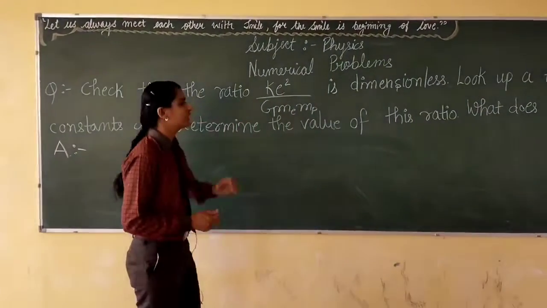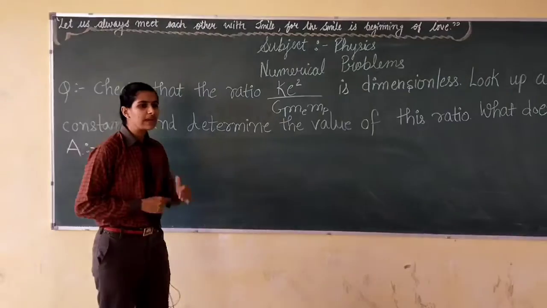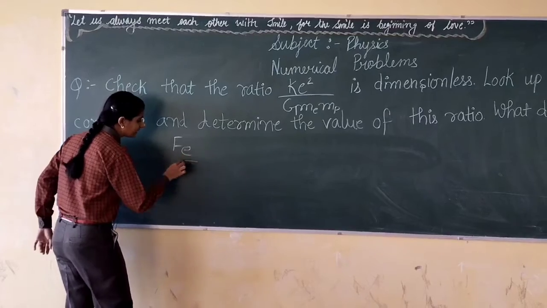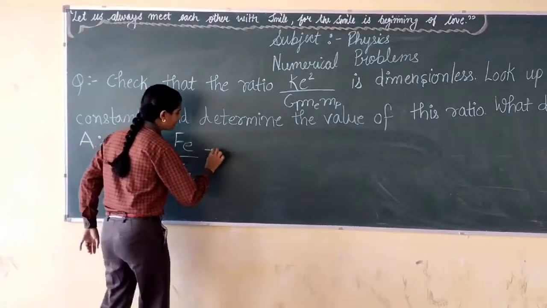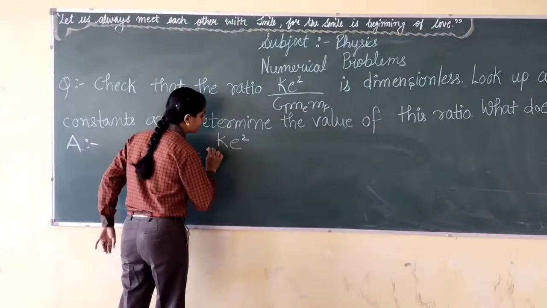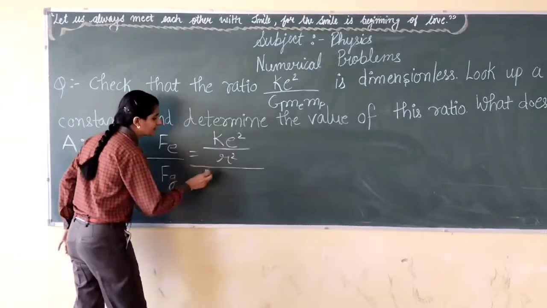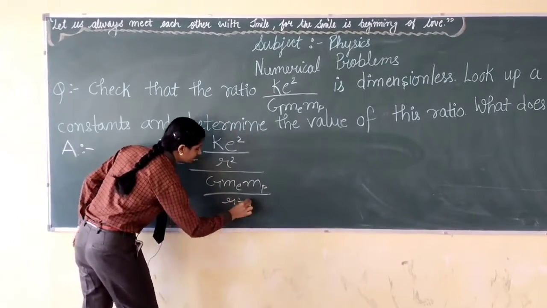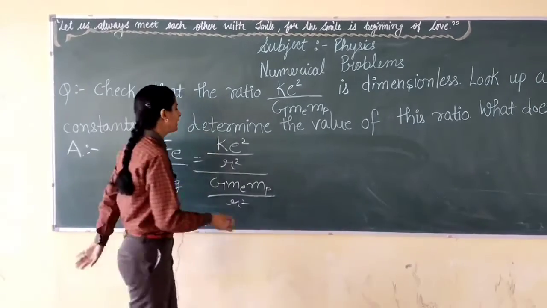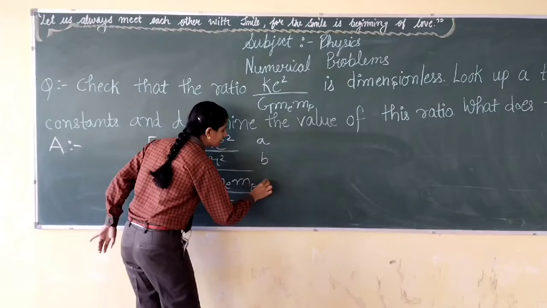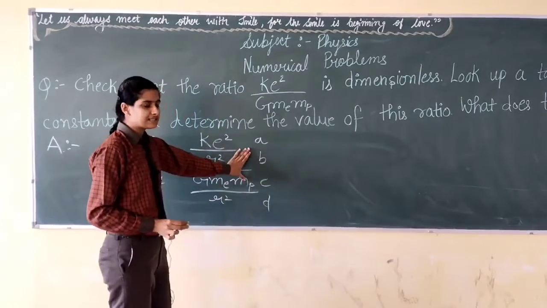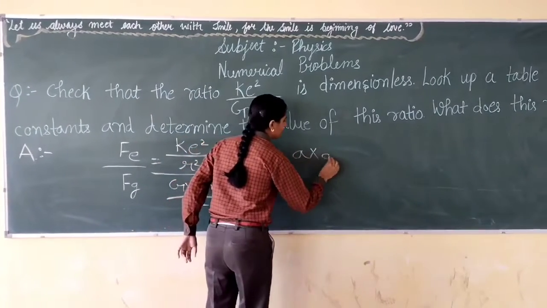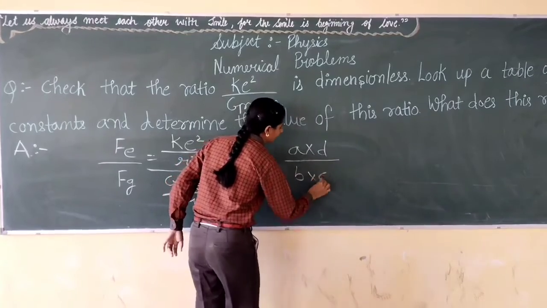We have to prove k e square divided by G ME MP. If we divide equation number 1 by equation number 2, what we will get? We will get Fe divided by Fg, which is equal to ke square divided by R square, and further divided by G ME MP upon R square. To make this calculation easy, let us suppose that this is A, this is B, this is C, this is D, and let us arrange these things in the graded system. We will get it as A into D divided by B into C.